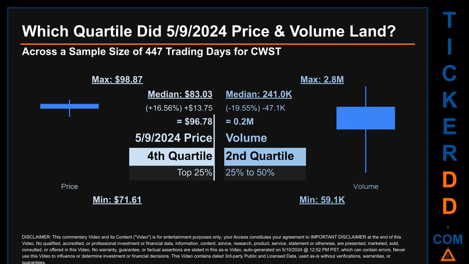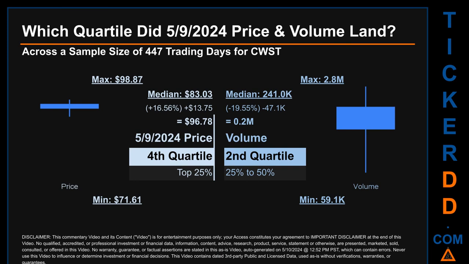Which quartile did the 9th of May 2024 price and volume land? Across a sample size of 447 trading days, the maximum end-of-day price for CWST was $98.87 while the minimum was $71.61. Within that price range, the 9th of May 2024 price of $96.78 landed within the fourth quartile, meaning that it was within the top 25% of all sampled end-of-day prices.